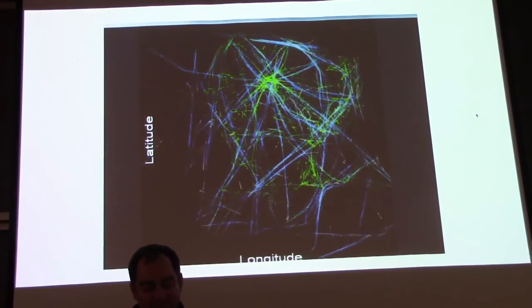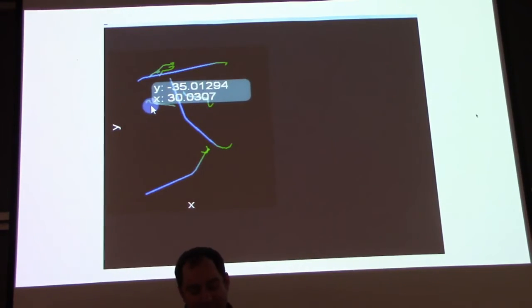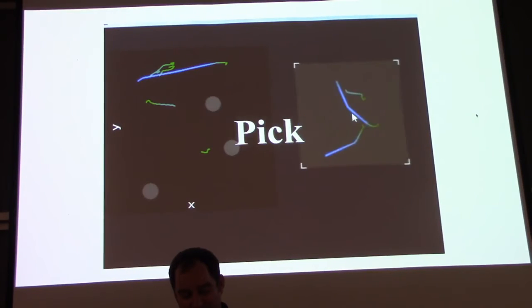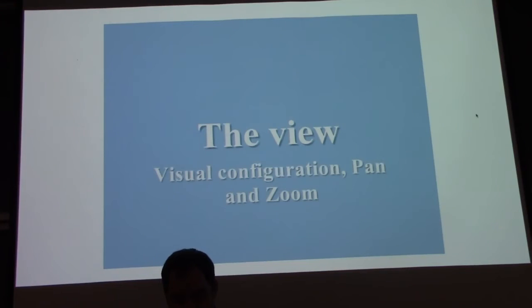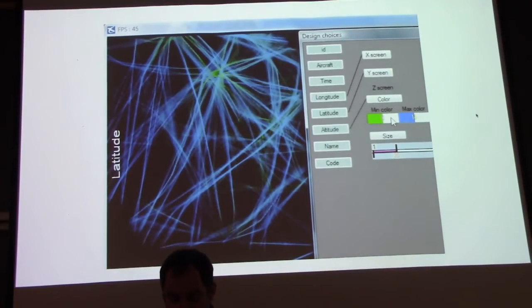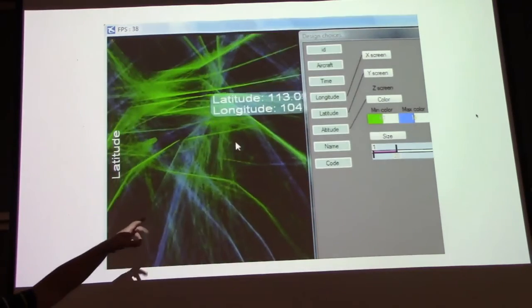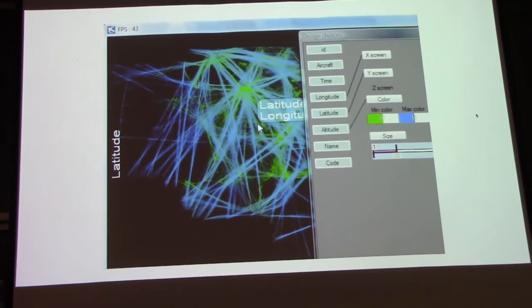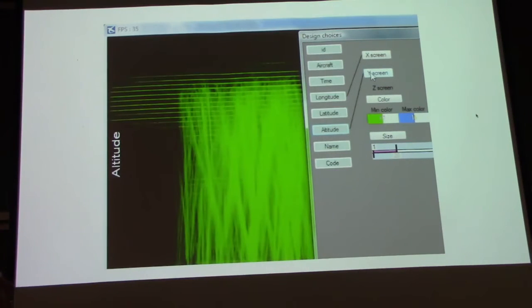But what is nice about the system is that you can do various filters, various brushes, and dig into individual flights. And so here, this also shows us this is a very flexible system. I can map anything to an X and the Y coordinate. I can map anything to a color. And so here, altitude is mapped to color, now that it's turned off. Now altitude is mapped to the Y axis.